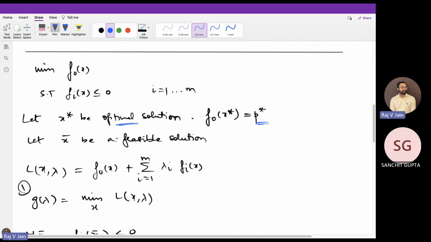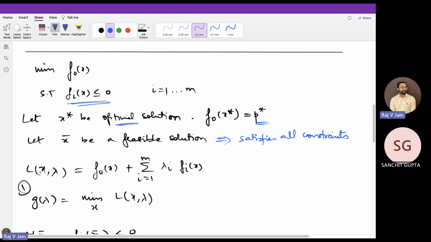So here x bar is a feasible solution. What this means is that it satisfies all the constraints, but it need not be optimal. Basically, it is in the range of values of x that satisfy all these constraints.